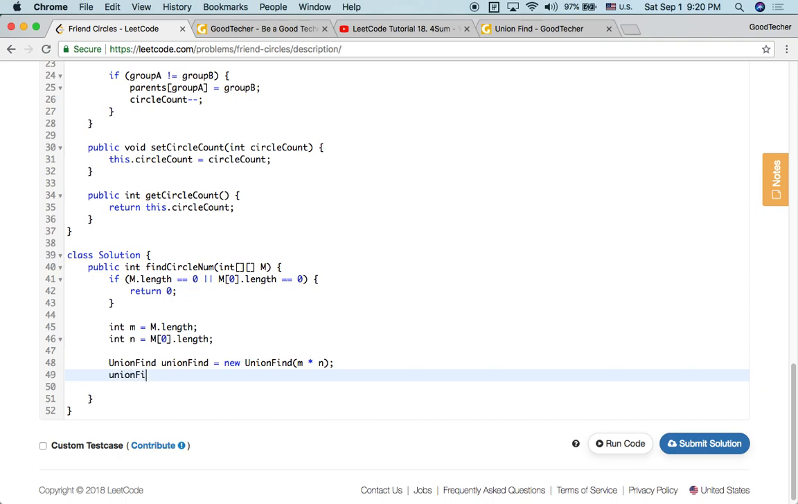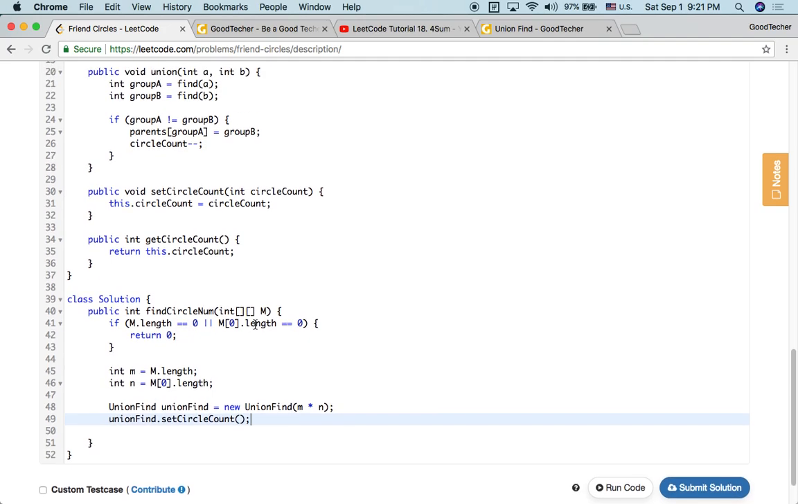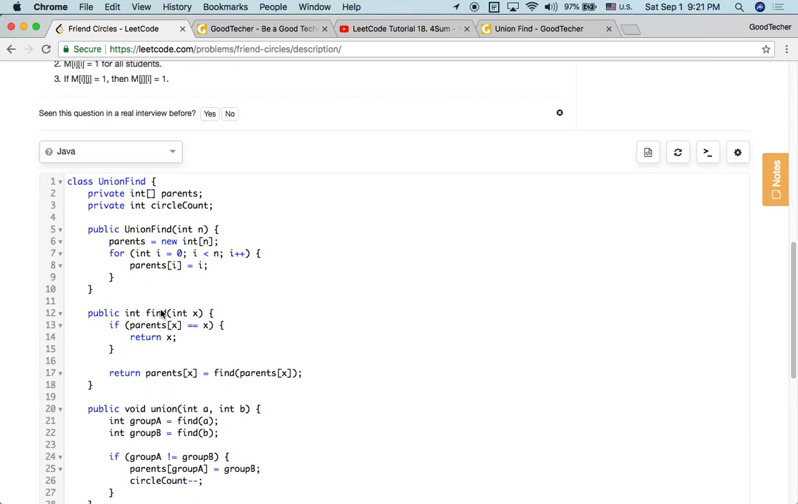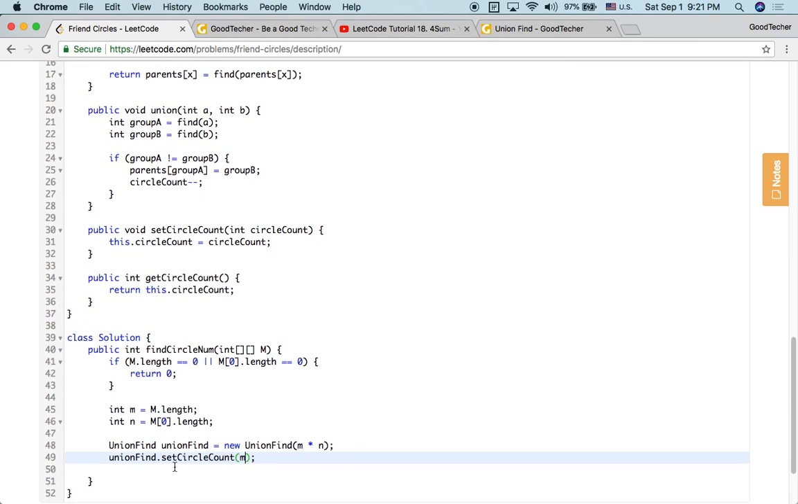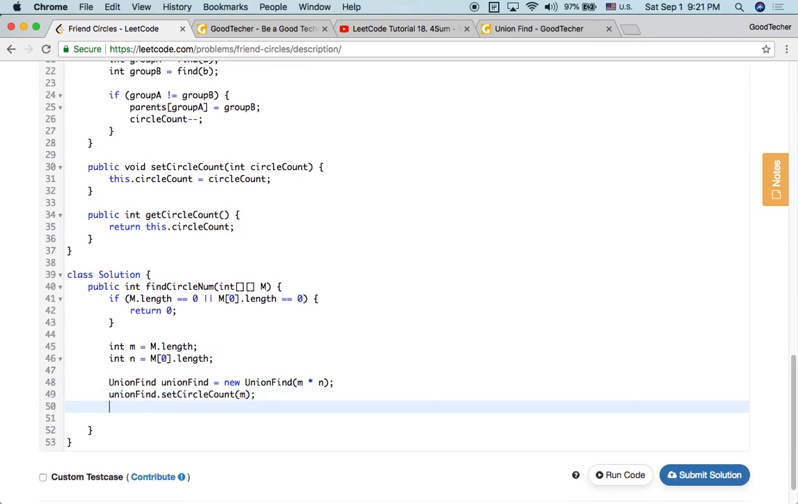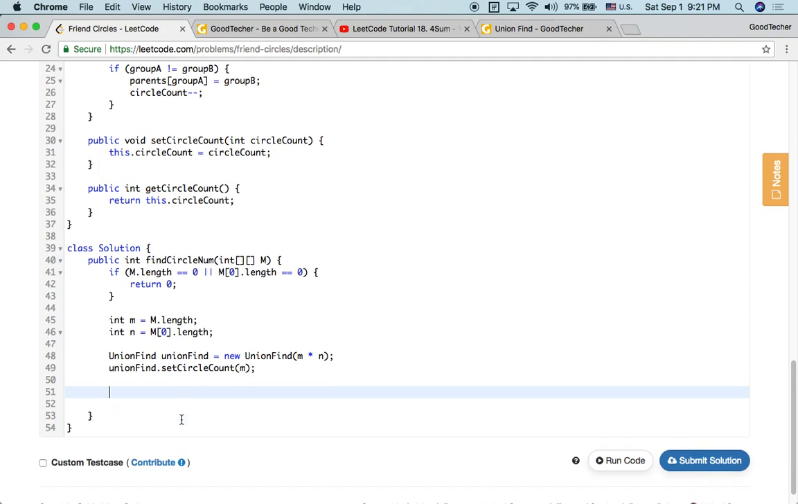And at the beginning of union find, we can set the total circle count. At the beginning, just think about this as different people in different circles, so we can use a small n. Since it is an n multiply n matrix, like a square, m and n actually are the same, so we can use either m or n here. Setting circle count to m here is okay.